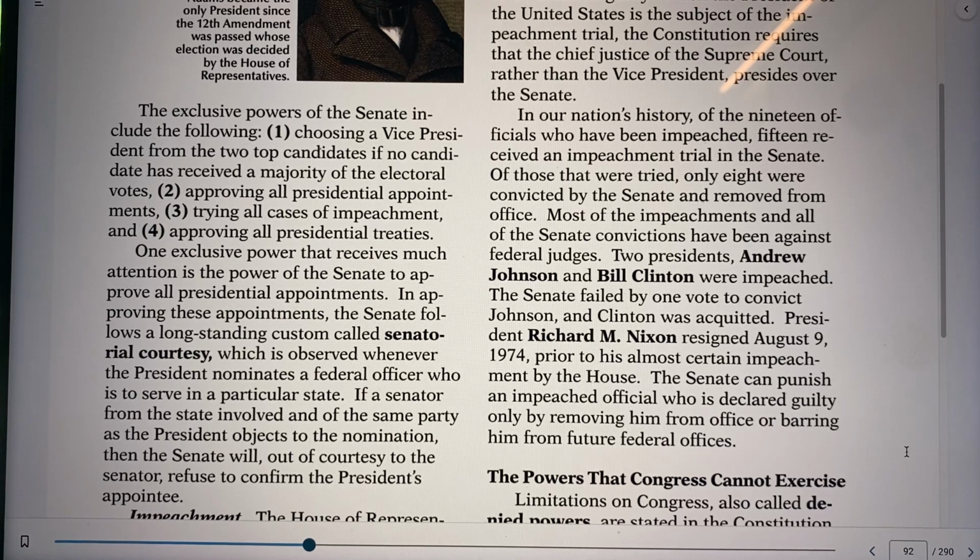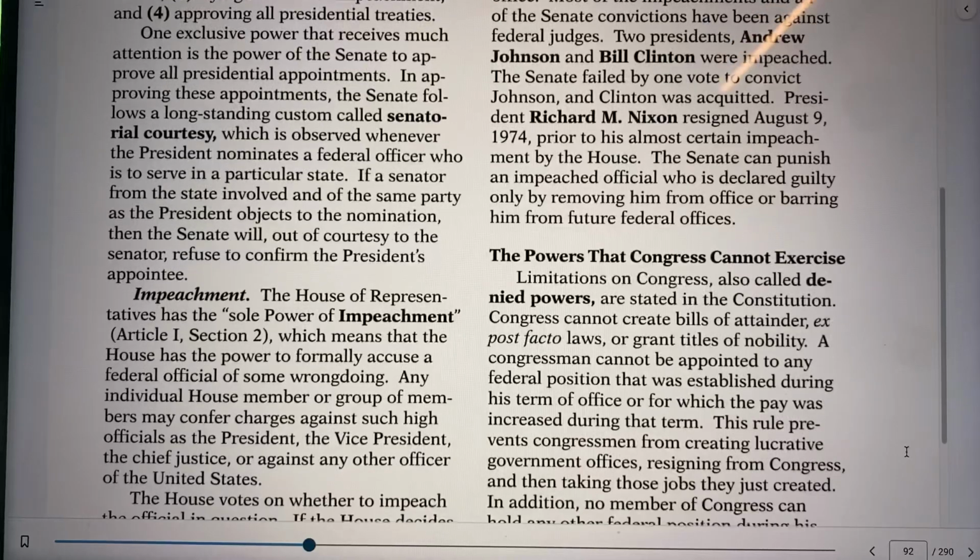So there have been 3 presidents now with Trump. The Senate can punish only by removing from office or barring from future federal offices. So when a president gets impeached, it doesn't mean that president is going to go to jail. It's only for removing them from office. So that's all about impeachment.